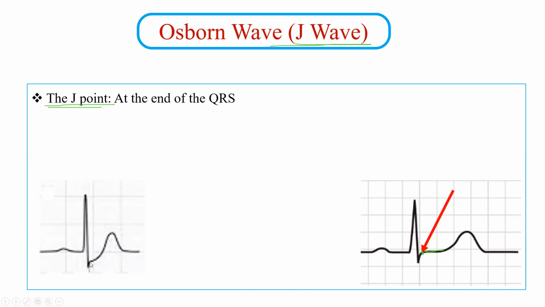QRS complex shape. As we can see here, there is ST segment depression, but the J point should be here, okay? And one more time, if we have ST segment elevation, the same thing. We still have this point here, which is at the end of depolarization and the beginning of repolarization. This is a normal point, okay?